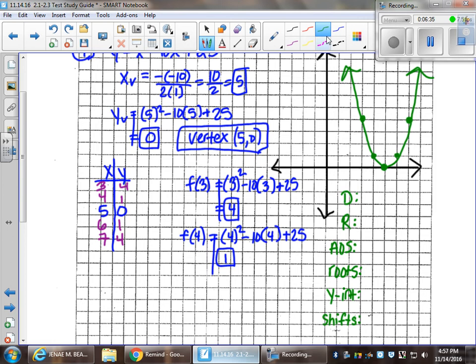My domain is negative infinity to infinity. My range, when I come in from the bottom, I hit 0, and that keeps going up forever and ever, so infinity. Pause here and work on these 4 by yourself, and then we'll compare answers.